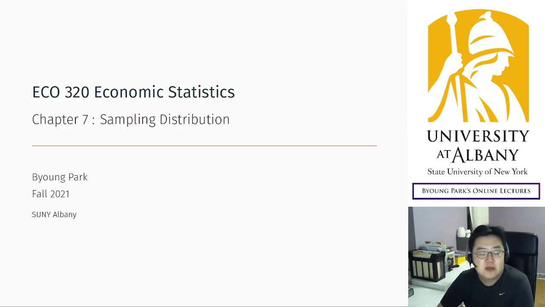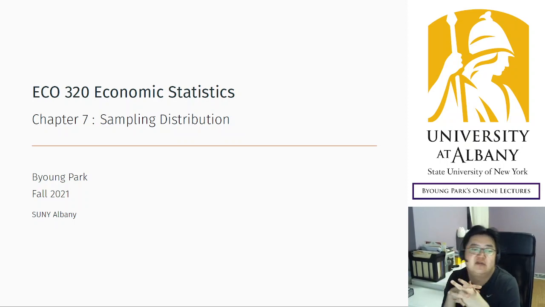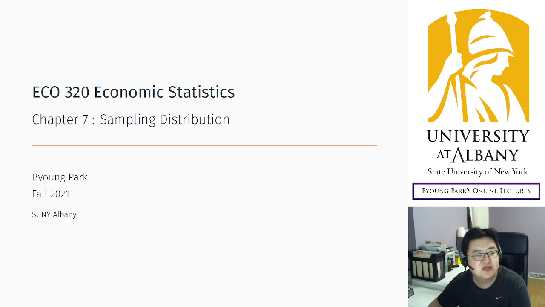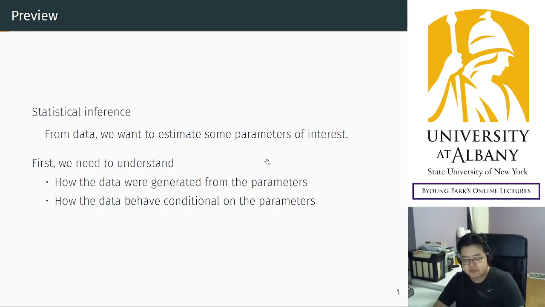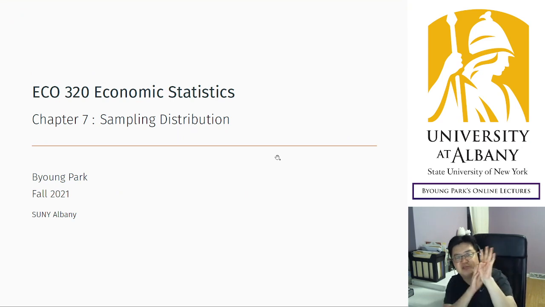Hello. In the last lecture, I started chapter 7. Chapter 7 is about the sampling distribution. At the beginning of this chapter, what I want to emphasize is two simple things. You have to understand what is random, and think about what we can do if something is random. These two are very basic starting points of this chapter.